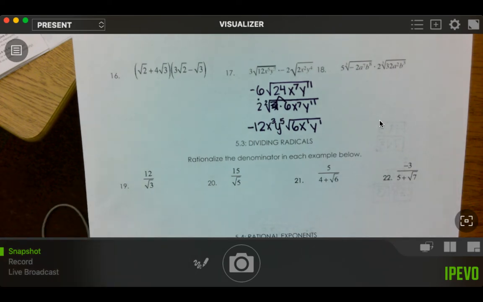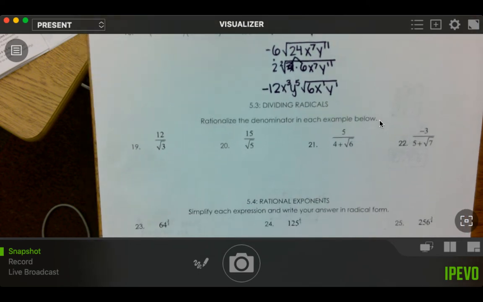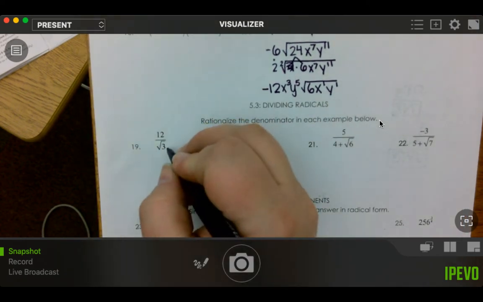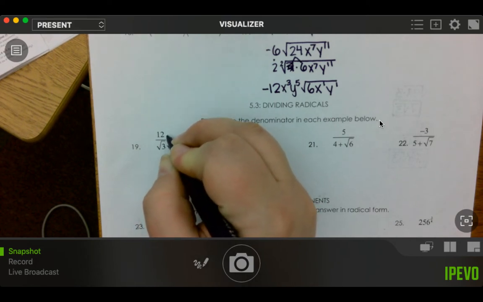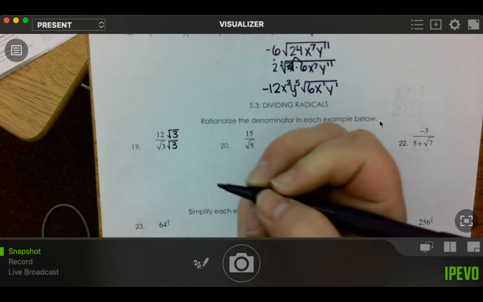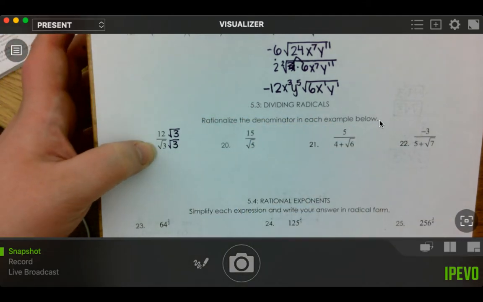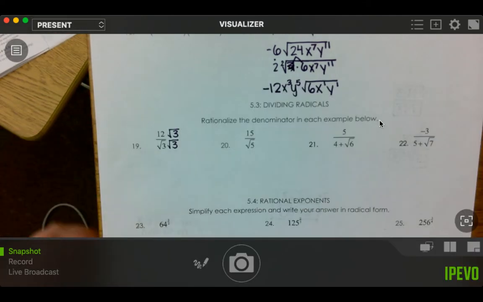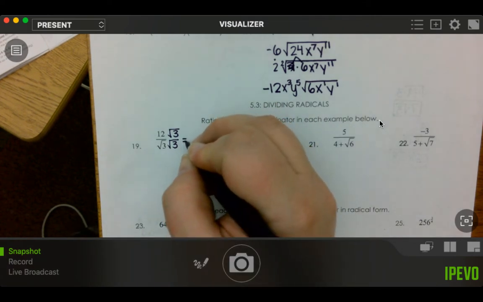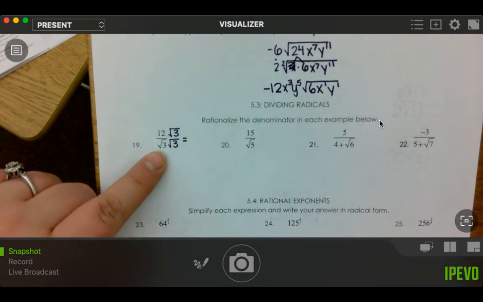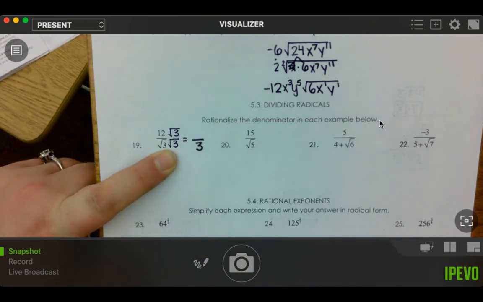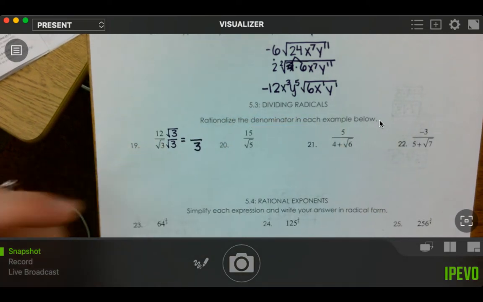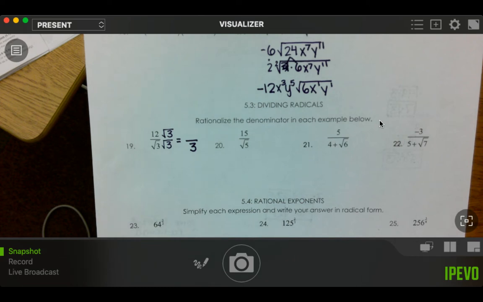Okay, and then I'm going to skip to 19. When it says rationalize the denominator, whatever the square root is on the bottom, you want to multiply by. If there was a number in front of this, you wouldn't worry about it. You just want to get rid of that. The reason why we multiply by the square root is because the square root of 3 times the square root of 3 is just 3 without a square root. Or you could say the square root of 9, which is, again, 3.